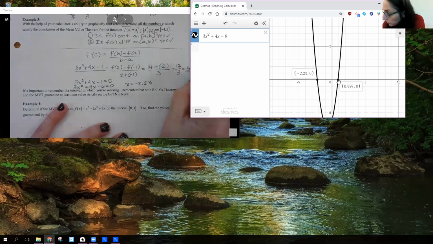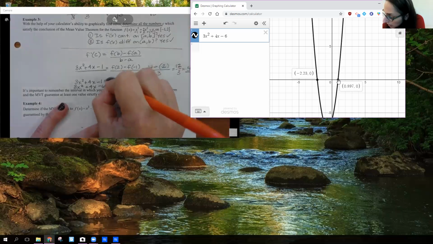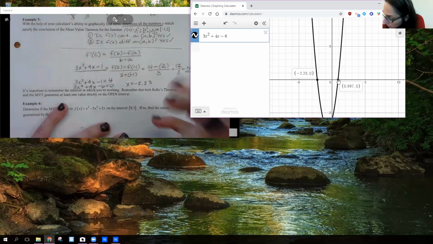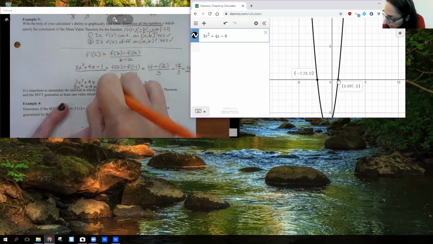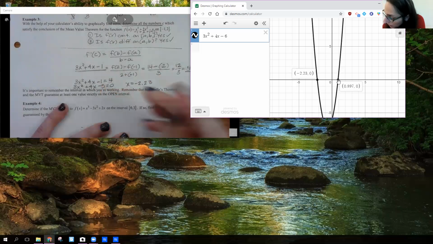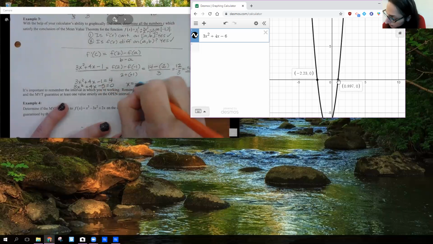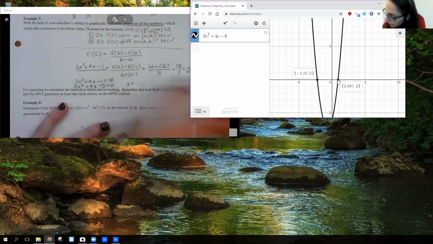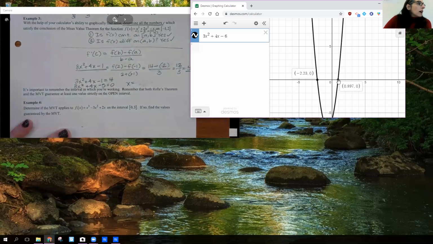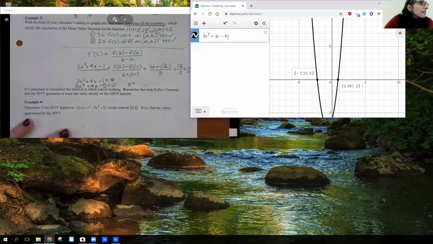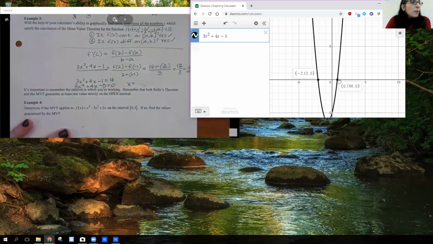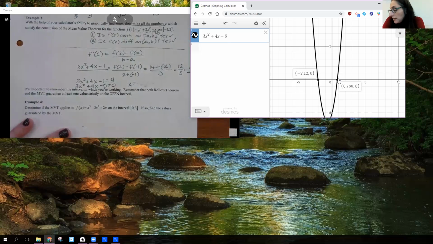So that's 4. So I'm going to subtract 4 from both sides, which is going to make this negative 5. Which is an easy fix. Slight modification here. Put a little 5 in there. Now let's see, what are our roots? Negative 2.12 and 0.786.